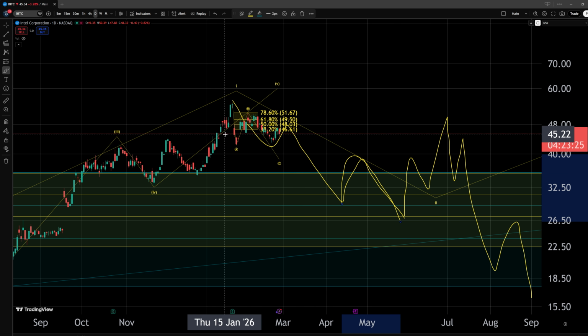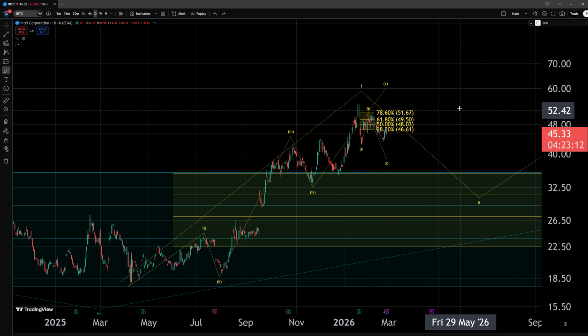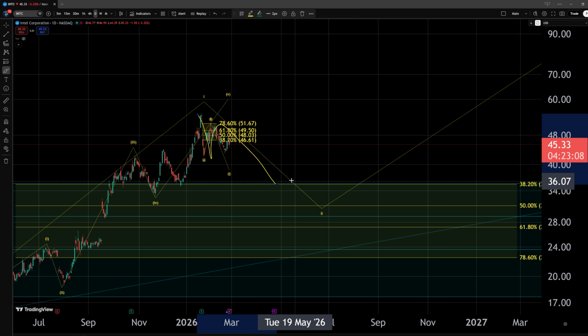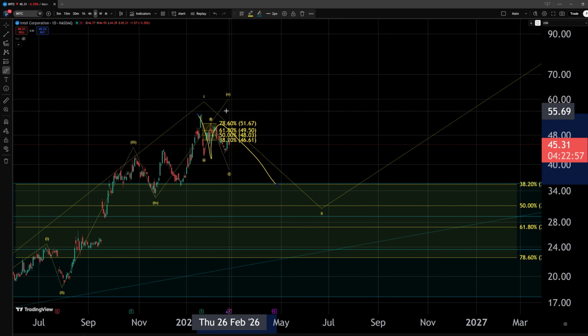Now, sure, extensions are possible, and we might be looking at this correction to take a bit longer than just a direct push into this area of support. It could form an extension, but that's not really a problem. We are more focused on the levels, not necessarily the timeline on how long it will take for this movement, for this correction to unfold.